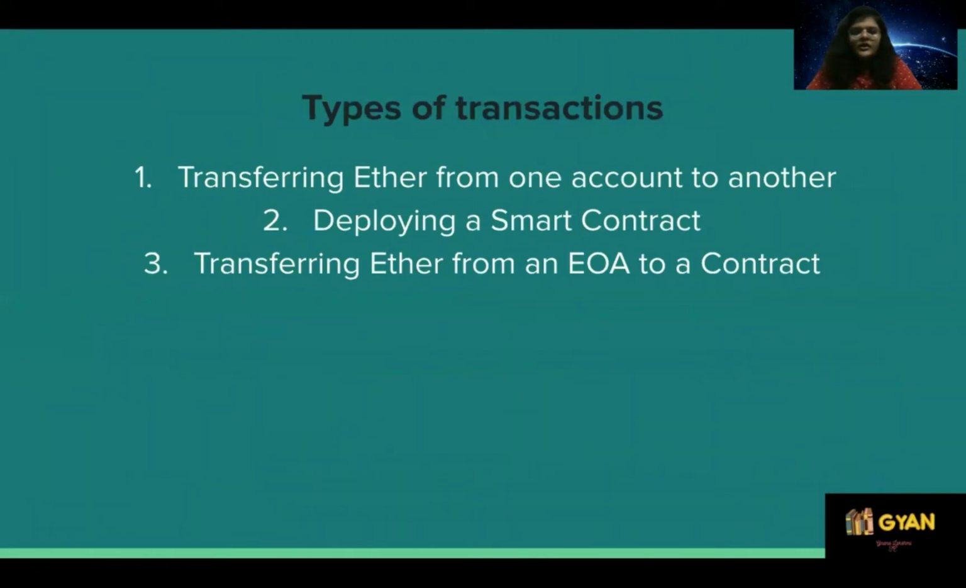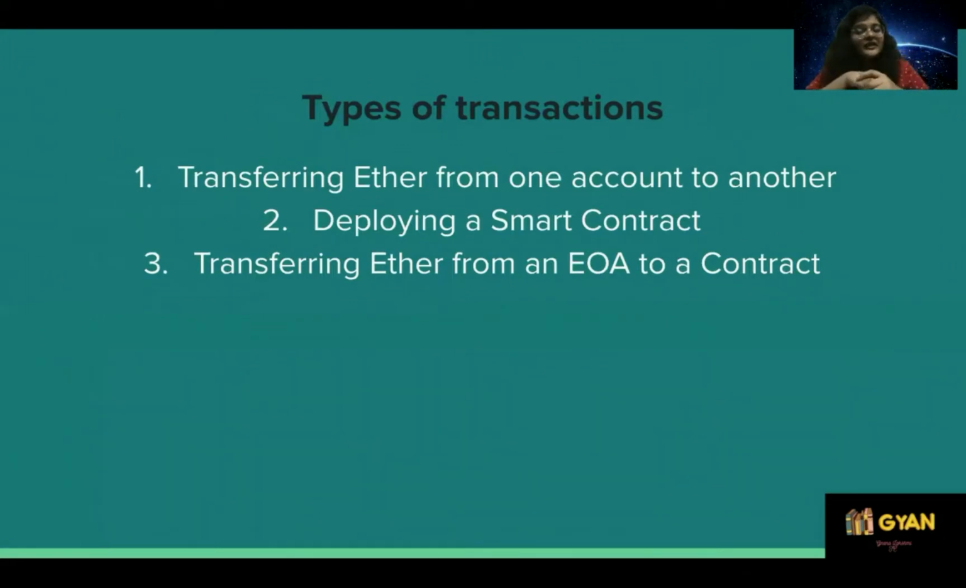So now let's move to the interesting feature of Ethereum, that is the transaction, right? So how do transactions happen? What are the different transactions that are present in the Ethereum blockchain? Well, you've already seen a glimpse of it when I spoke about the accounts. But here are the three types of transactions that can happen on the Ethereum blockchain. The first is transferring Ether from one account to another.